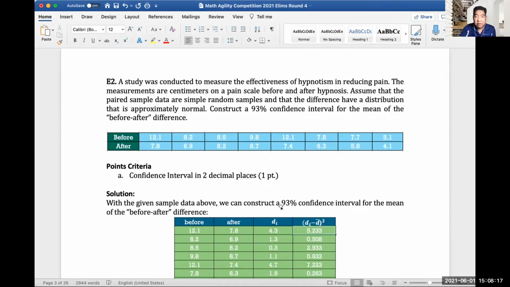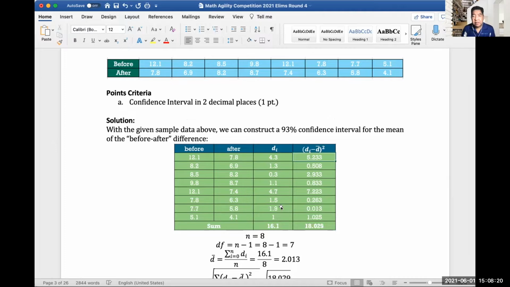First things first, I transposed my data instead of a row. I put it into 2 columns, which are before and after here, right? And then I computed the di, or the difference of before minus after. So 12 minus 12.1. Okay, let me change the color of my pen. So 12.1 minus 7.8 would be 4.3, right? And then we need to square that later on.